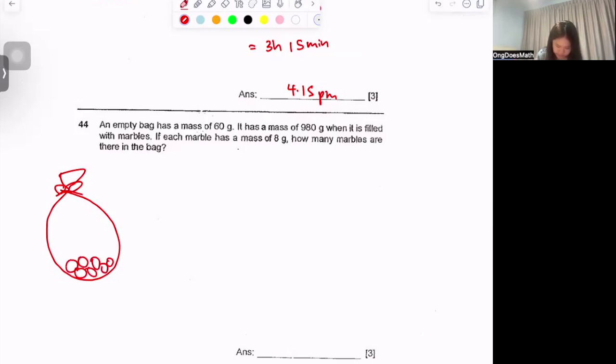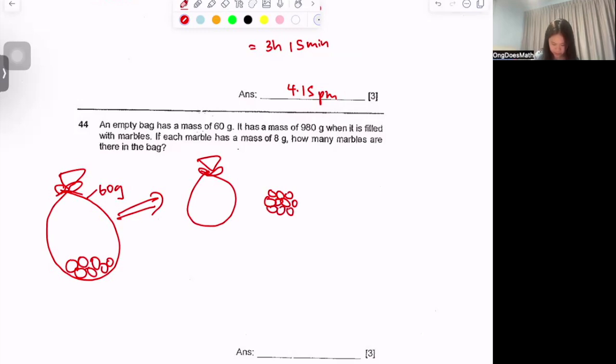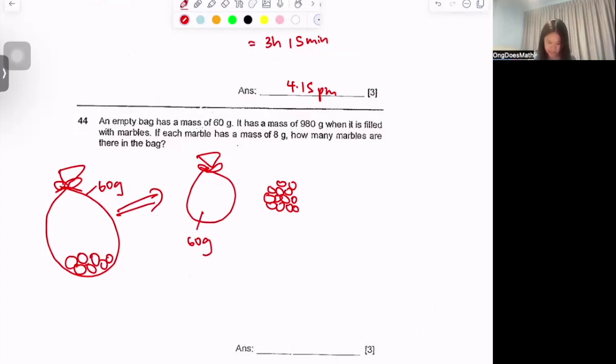So the bag itself weighs 60 grams. And if I pour out all the marbles, so now I decided to separate the bag and the marbles. So it's the bag and all the marbles. You don't know how many marbles there are, but you know there are many marbles. So same thing, the bag is still 60 grams. Let me use a different type of arrow. Bag is 60 grams. And each marble is 8 grams.